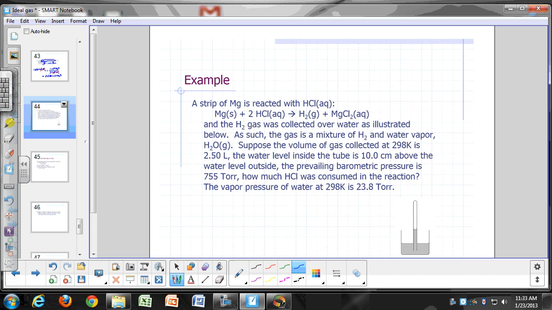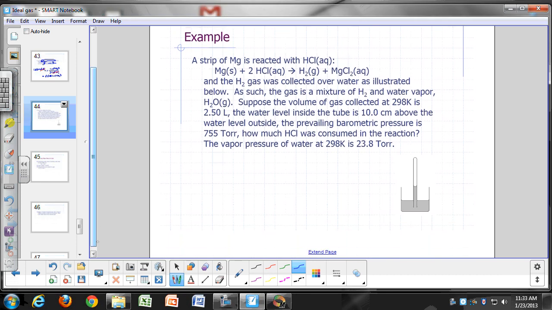Here's another example. If you have a strip of magnesium, you react it with HCl, this is what happens. Magnesium will react with hydrochloric acid, will give you hydrogen gas and aqueous magnesium chloride. Let's say you did this experiment. You collected the gas over water as illustrated here. So this is your wet H2, right? And let's say the volume of the gas you collected at 298 K is 2.50 liters. Okay, and the water level in the tube is 10 centimeters above the water level outside.